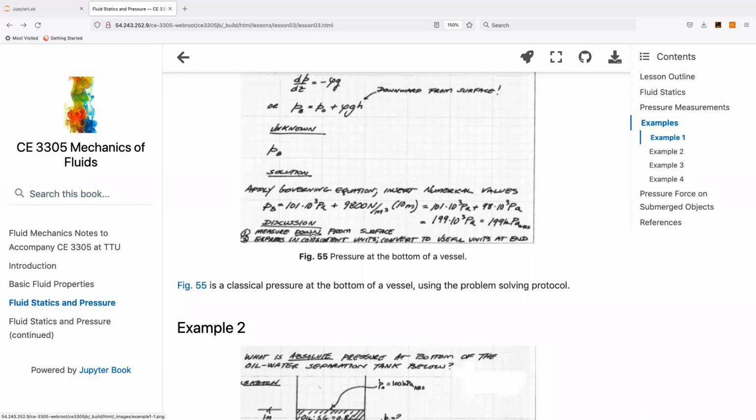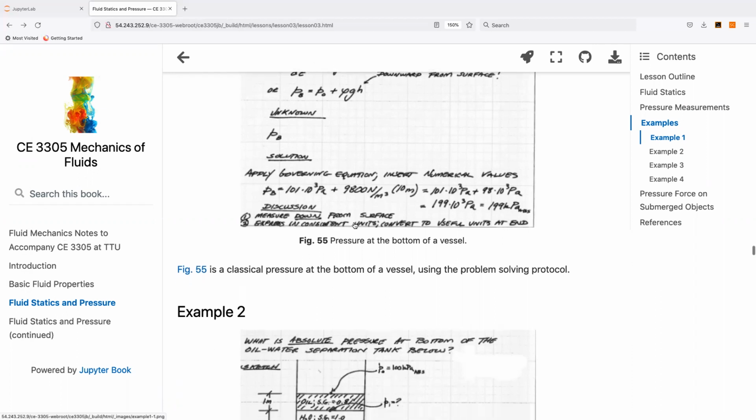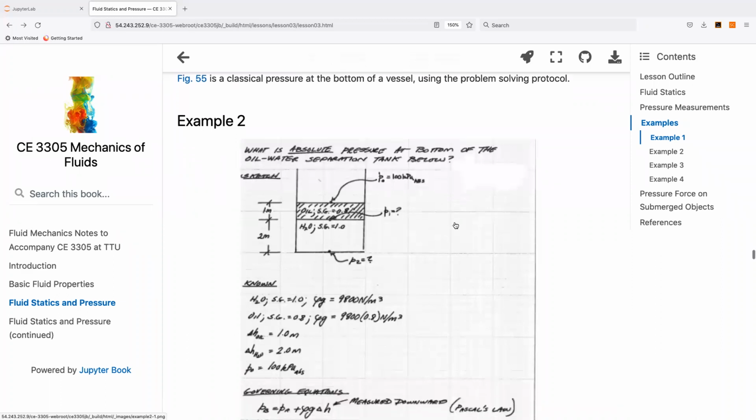Key points: we measured down from the surface, and we expressed everything in consistent units. The problems may be presented in weird units. It's worth it to convert them to something consistent and use those. That's a classical pressure at the bottom of the vessel. I assure you that any exam you're likely to have from me will have some variation of this. Obviously more complicated, because I just told you that it's coming. But the general principles are the same.